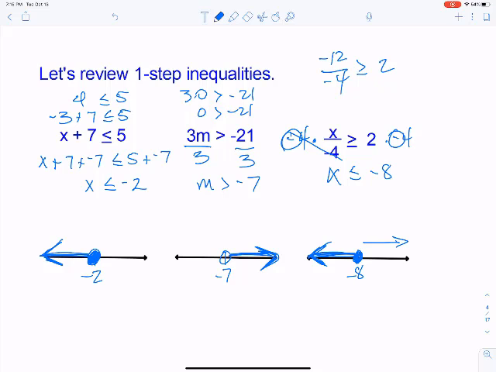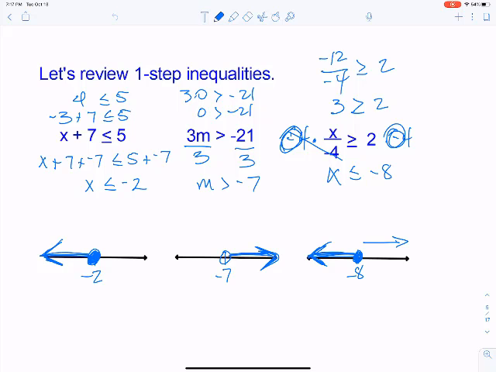Now, why would I want to do that? Why would I want to pick a value that's less than negative 8 but divisible by 4? So I can divide here and have a nice pretty number. So negative 12 divided by negative 4 is 3. Is 3 greater than or equal to 2? And yes, it is. So again, we have to remember, if I multiply through or divide through by a negative number, my inequality must flip.